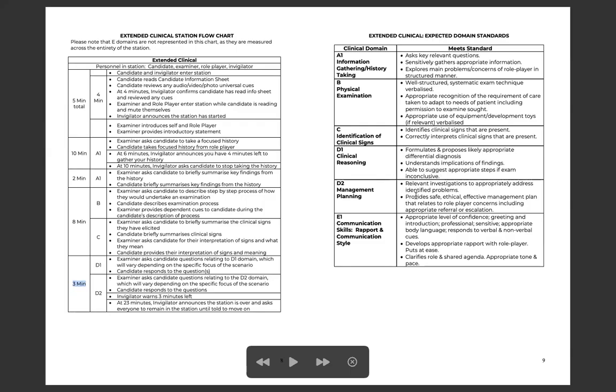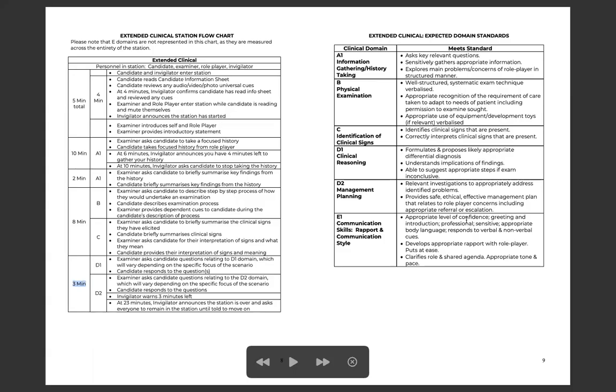So D2 is management planning, relevant investigations to appropriately address the identified problems, provides safe, ethical, and effective management plan that relates to role player concerns, including appropriate referral and escalation.